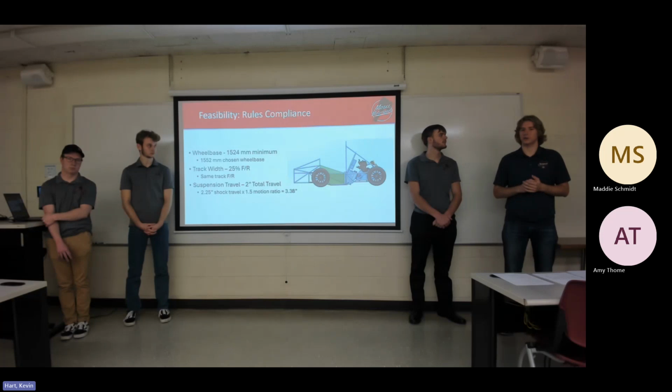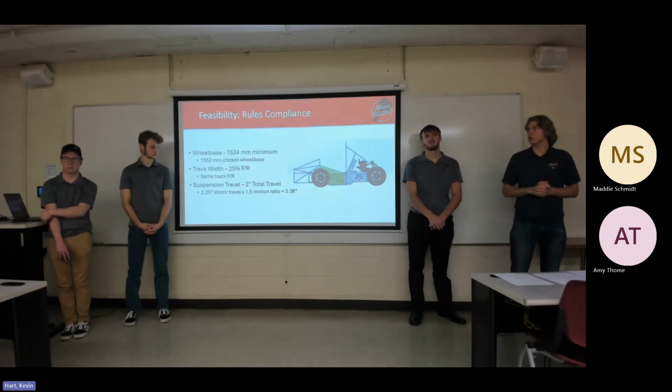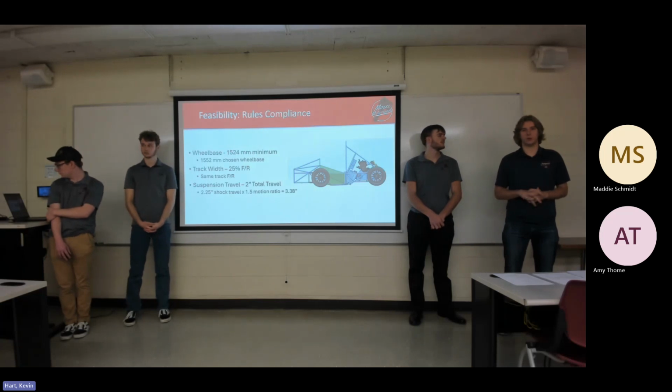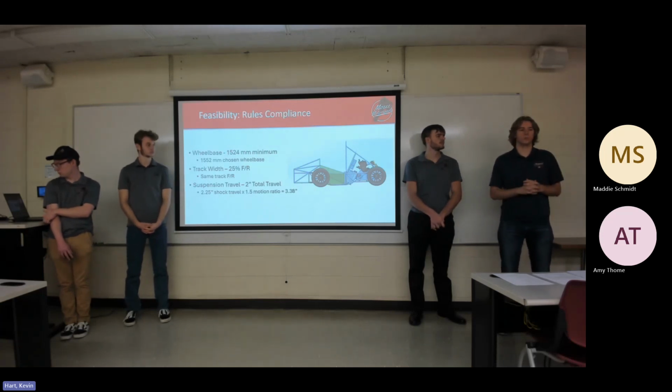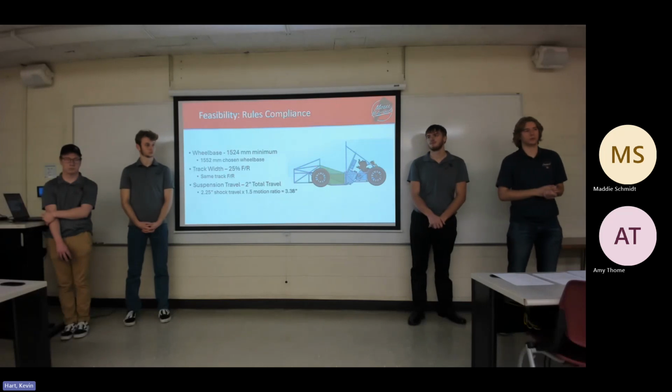We ended up going with the same track width front to rear because we didn't see a reason not to do that. That simplifies a lot of the calculations that we need to do. We also need to ensure that the suspension travel is a minimum of 2 inches, 1 inch up, 1 inch down. So in order to figure this out, we took our motion ratio and our total shock travel. Our total shock travel is 2¼ inches. Multiply that by our motion ratio of 1.5, which is kind of the standard that we've been shooting for, and we ended up with a total travel of 3.38 inches.